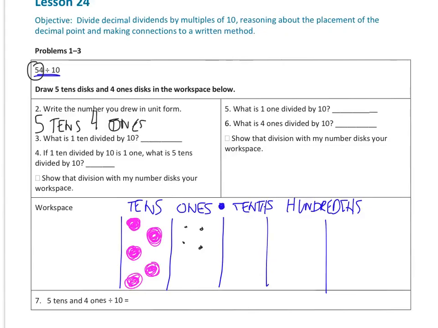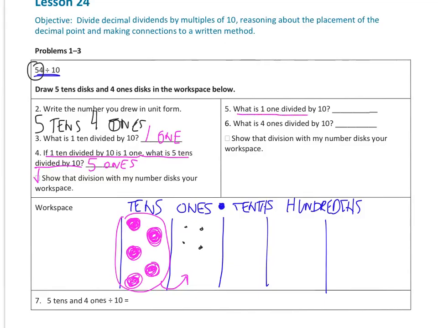So what is 110 divided by 10? Well, 10 divided by 10 is 1. So 110 divided by 10 is 1, 1. Or as we call it, 1. If 110 divided by 10 is 1, 1, what is 5 tens divided by 10? 5 ones. So show that division with my number discs on my workspace. That means I'm going to take all 5 tens and they're going to be moved over here and become ones. Well, and then we have to think about the ones we started with.